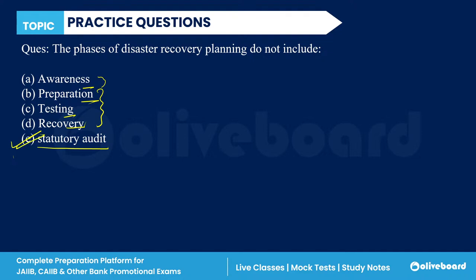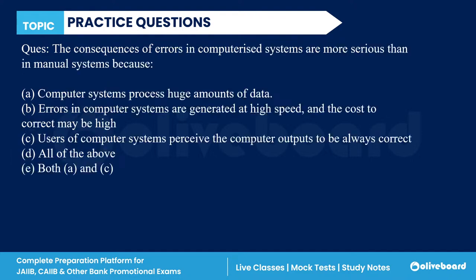Awareness, preparation, testing, recovery. Okay, so E is not the answer. E is not the phase, so E is the answer. Next, the consequences of error in computerized system are more serious than in manual system.